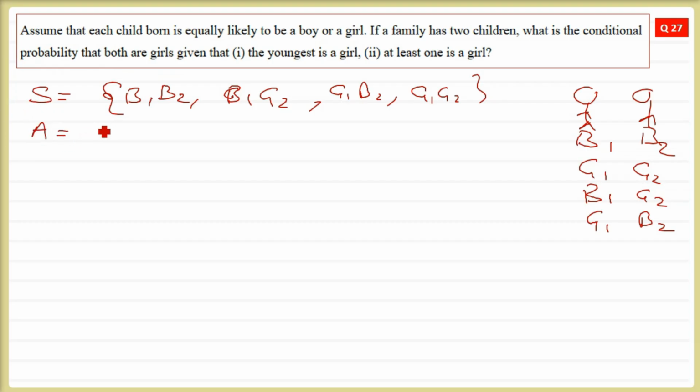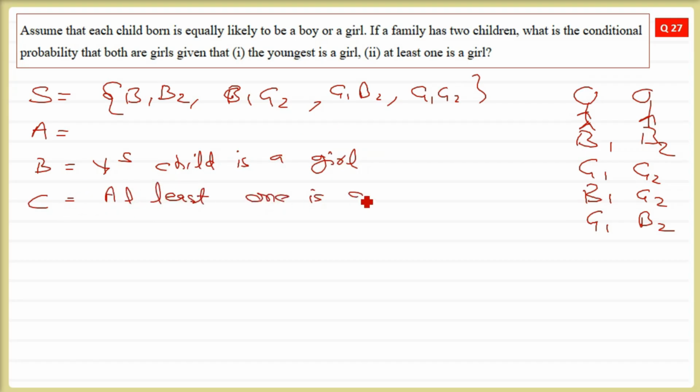Now let's make A here. We'll make this B and C, because you know the things which are known go below. So B, we are making the youngest is a girl. I'm just writing it in short. You already know it is given. The youngest is a girl is B, and at least one is a girl is C, because we want P(A|B) and P(A|C). That's why I have taken B and C as these two. Now what is the conditional probability that both are girls? So A is the one we are interested in, where both are girls. That's why we made it set A.